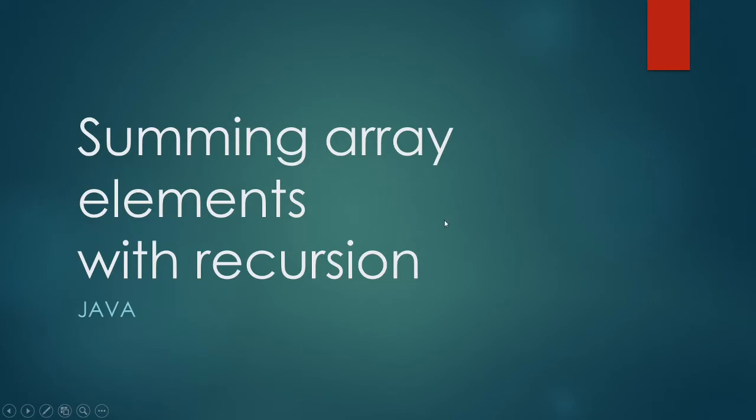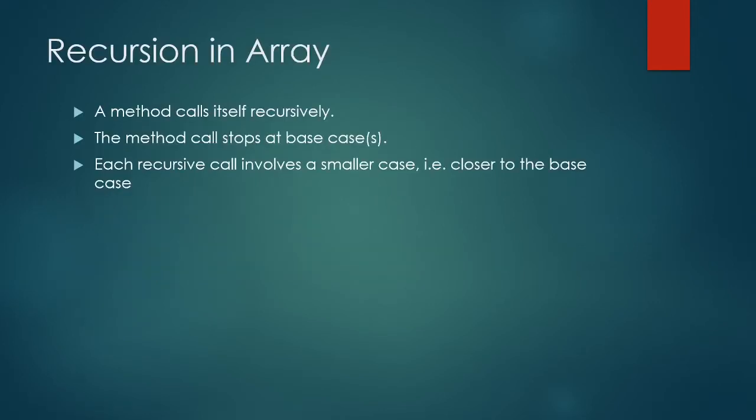Summing array elements with recursion. A method is called recursively, and the method call stops at base cases. So basically, each recursive call will involve a smaller problem, and it'll become closer to the base case.